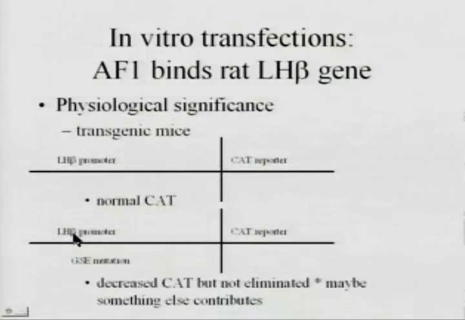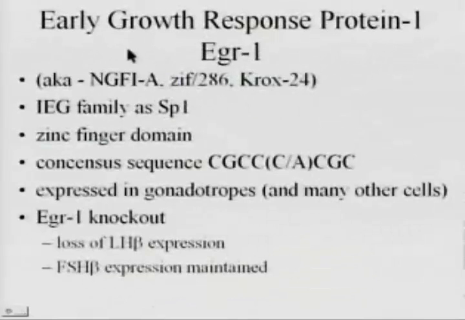The alternative type of promoter would have a GSE mutation on the LH beta promoter, again with the CAT reporter, and there is a decreased CAT, but it's not eliminated. So in vivo there may be something else that contributes to the expression. And that may indeed be the early growth response protein, the EGR1.